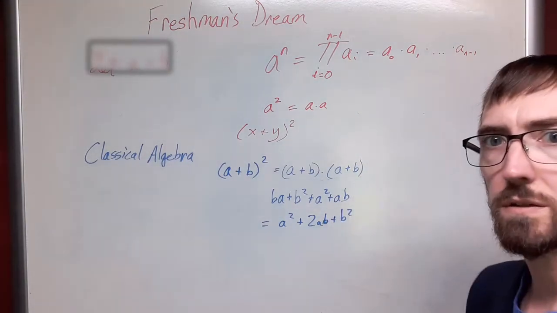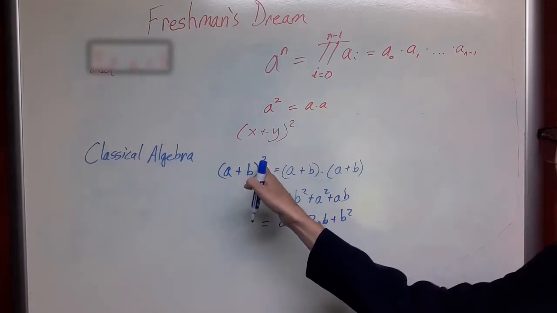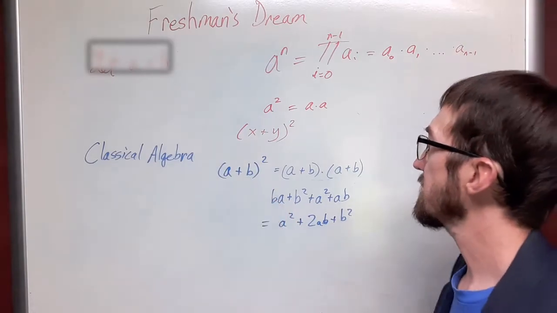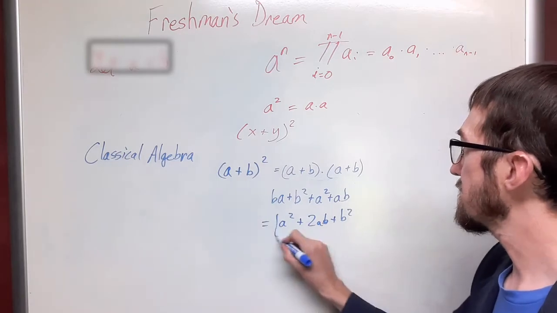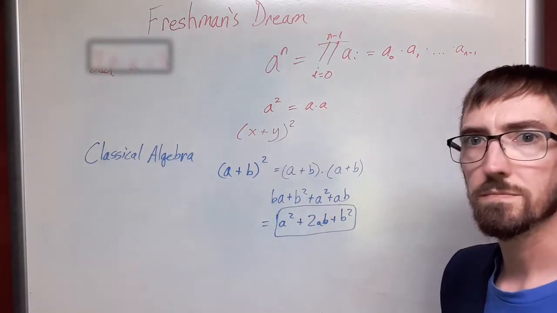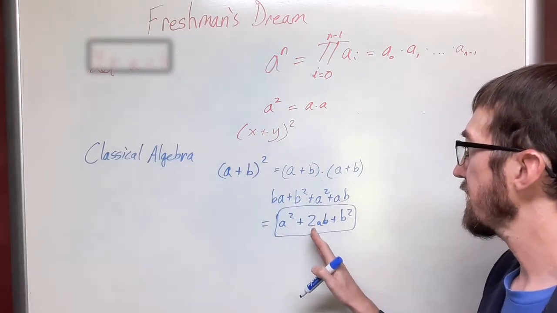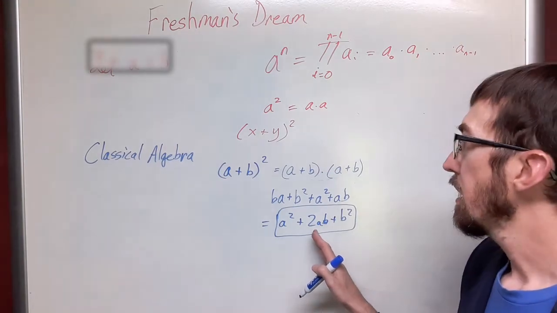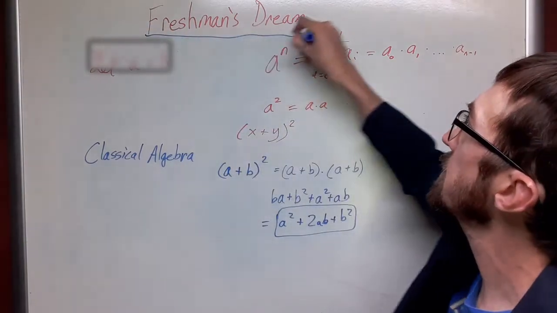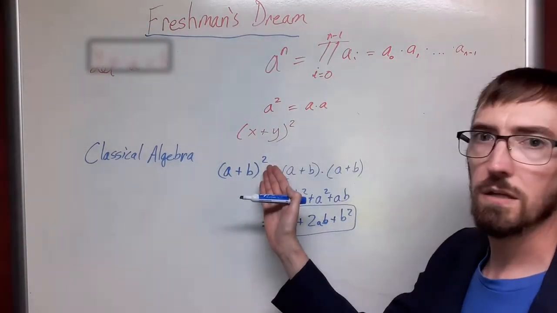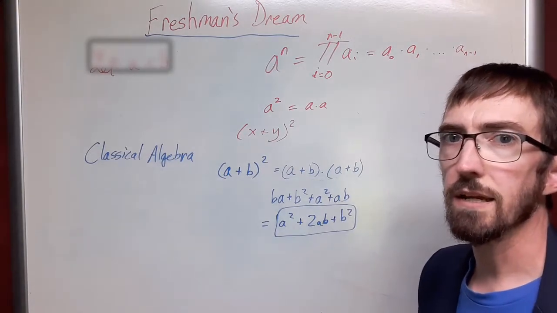So when we look at classical algebra, we can't look at this as the exponent distributing inside the parentheses, because the product of this is this polynomial. A lot of students forget this middle term when they're out of practice in doing this. So the freshman's dream would be if this exponent simply distributed inside of there, and that's going to be our second algebra.